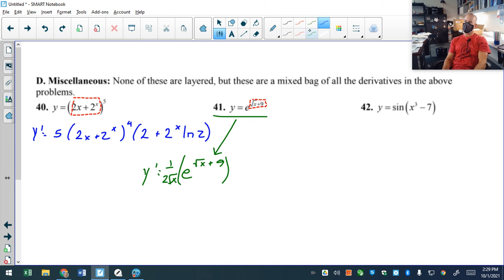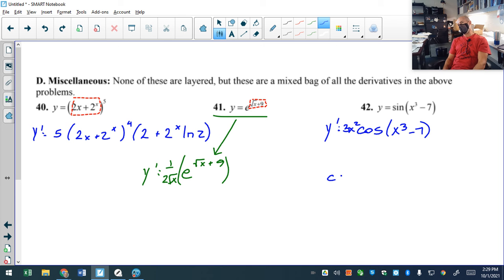42? What's the answer to 42? You should, in a perfect world, almost be able to do that immediately in your head. Cosine of, and you're done. Good. You don't have to put the 3x squared before the cosine. I just think it looks better that way.